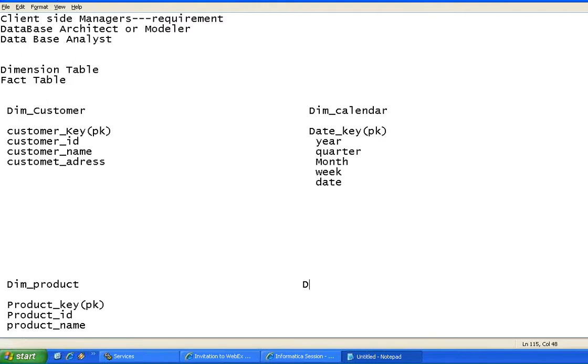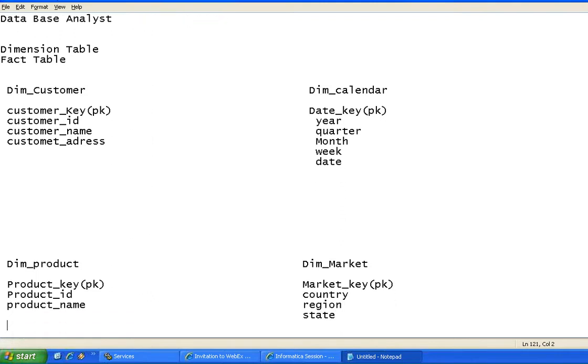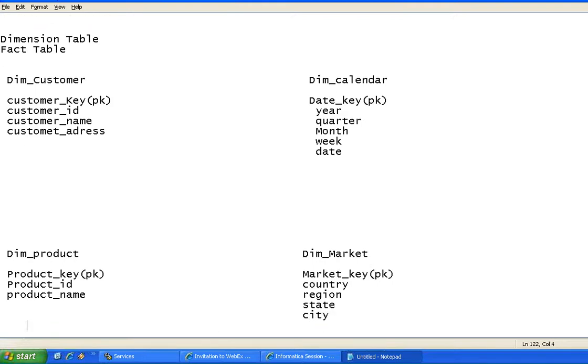Similarly, let's take another table, the market table. Since every table should have a primary key, we have market key as the primary key here. All the other information regarding the market will be here, like the country, region, state. All the information regarding the markets will be stored in this particular table.